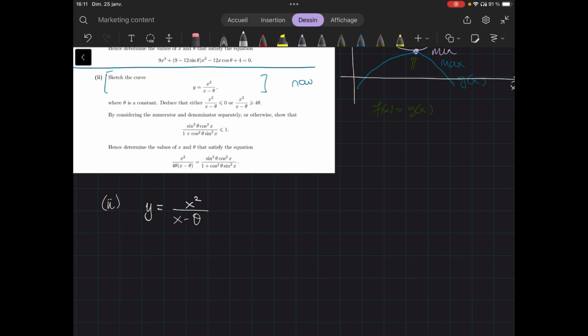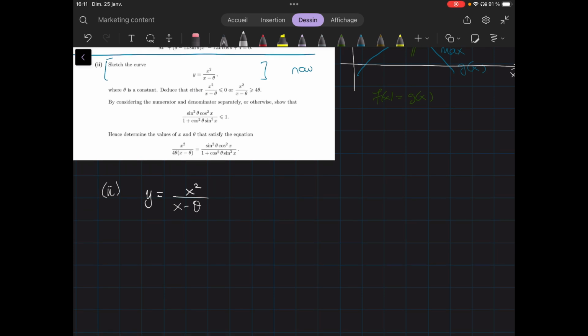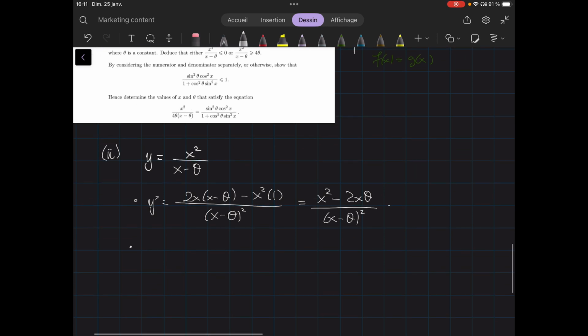This is a function that you have seen in IB, quadratic over linear. There are a lot of ways to go about this, but the simplest way, I would say, is by taking derivatives. So, differentiating this guy. And that would give you x squared minus 2x theta divided by x minus theta squared. Y prime is equal to 0 if and only if x squared minus 2x theta is equal to 0, so x is equal to 0, or x is equal to 2 theta.